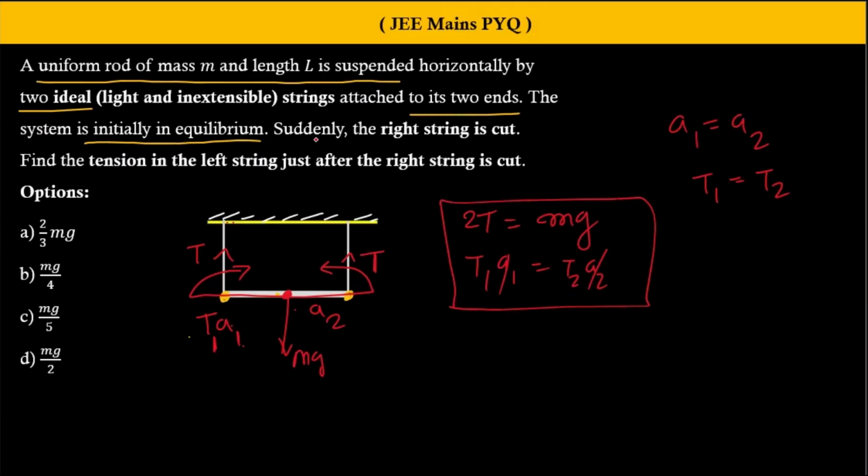Now what is happening? Suddenly the right string is cut. Find the tension in the left string. So right string इसको आपने कट कर दिया. जब आप इसको कट करोगे क्या होगा? It will fall down. Done है? And it will fall down around which point? I mean कौन सा वो point है जो fix रहेगा? This one. क्योंकि this is still attached to this string.